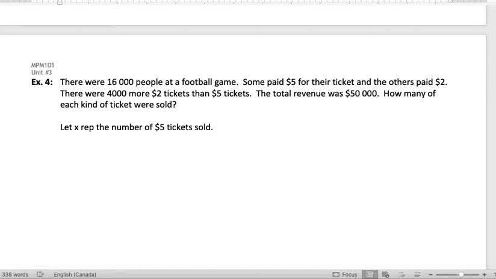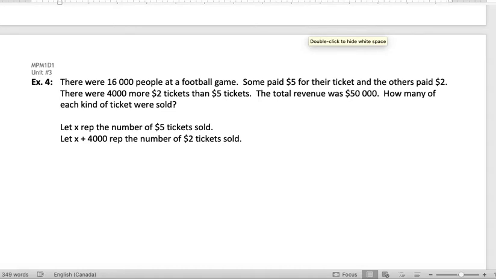So then if X represents the $5 ticket, we're going to have let X plus 4,000 represent the number of $2 tickets sold. Because right here it says there were 4,000 more $2 tickets sold. So this is how we're going to set up our let statements. From here, we are going to come up with our equation.